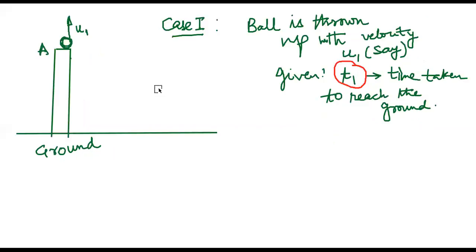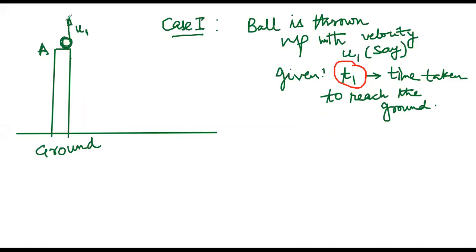Hello. So today we are discussing a very important problem, where it is told to us that a particular ball is thrown from the top of a tower at a point A with a certain velocity, which we have taken as u1. Now it is told that the ball will reach the ground.